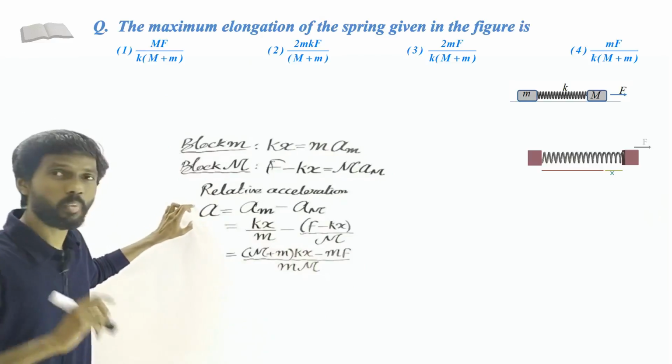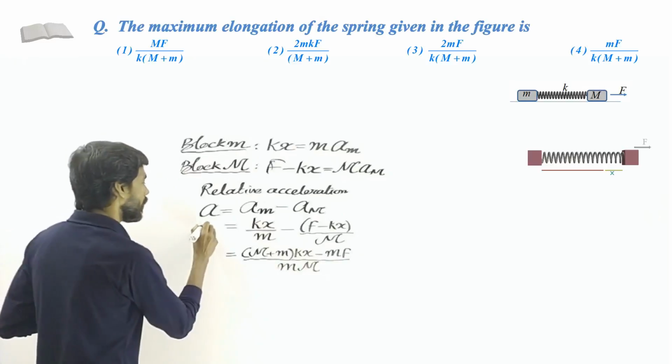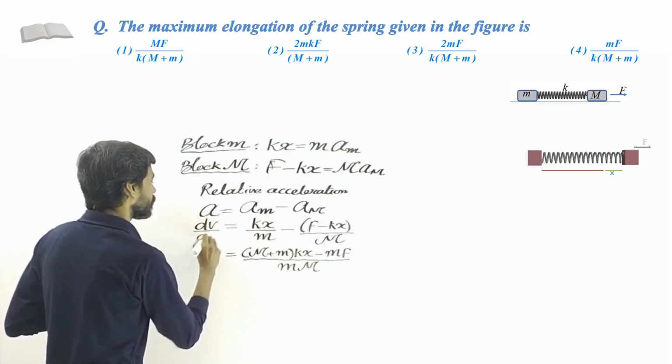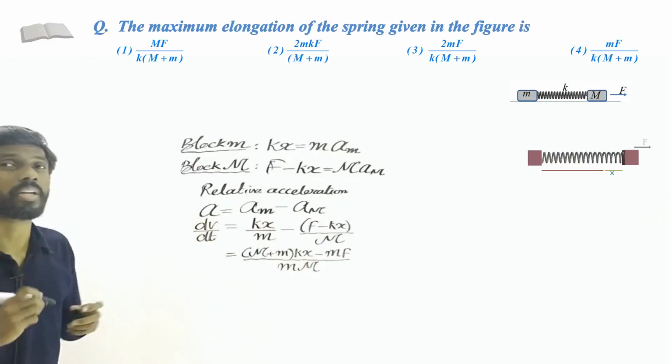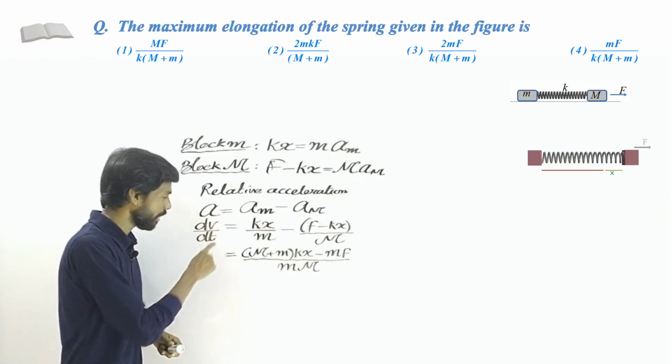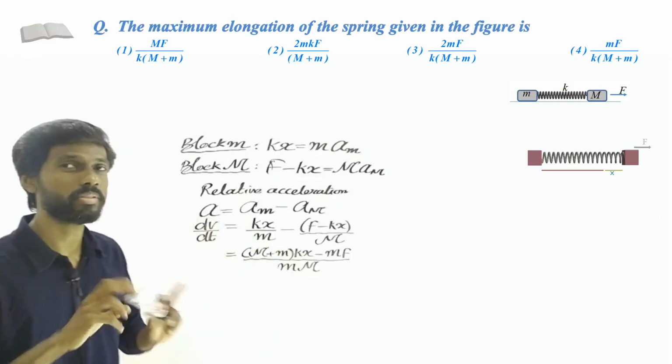What is acceleration? The rate of change of the velocity, so dv by dt. Again, like we did already, there are three variables now. What are they? Velocity, time, and the distance, displacement x. So we want to get it in terms of two variables for integration.